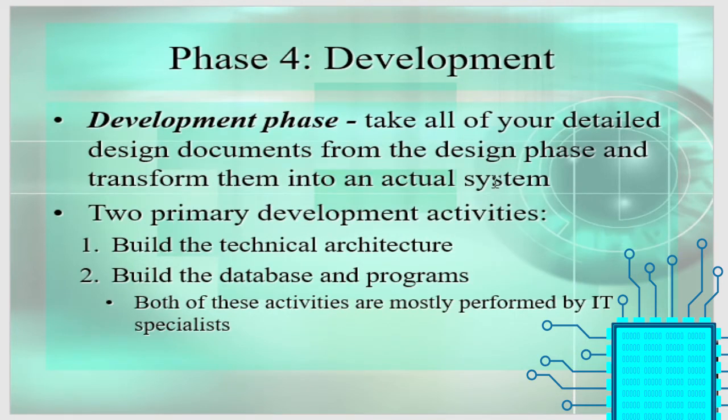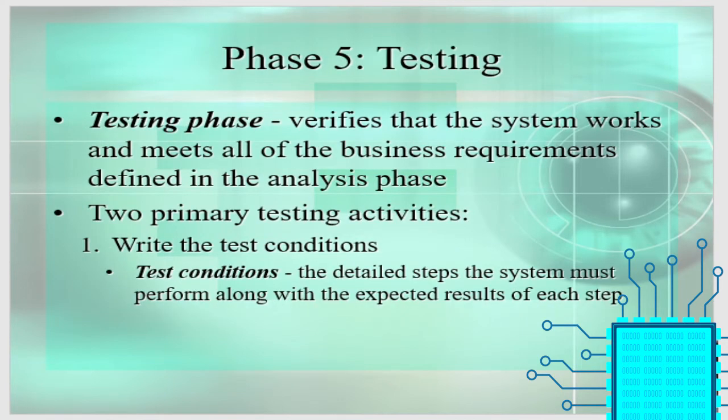In the fourth phase of the SDLC, the actual development takes place, in which you take all of your detailed design documents from the design phase and transform them into an actual system. The two primary development activities are to build the technical architecture, and build the database and programs. Both of these activities are mostly performed by the IT specialists.